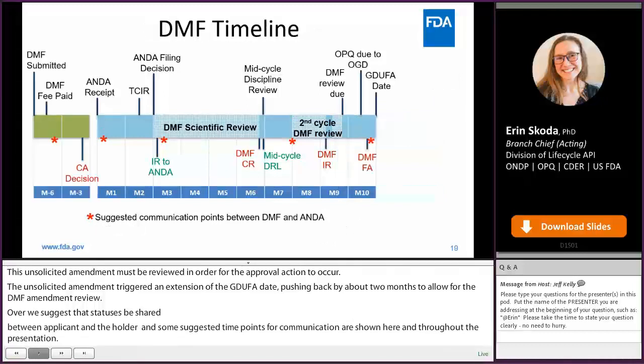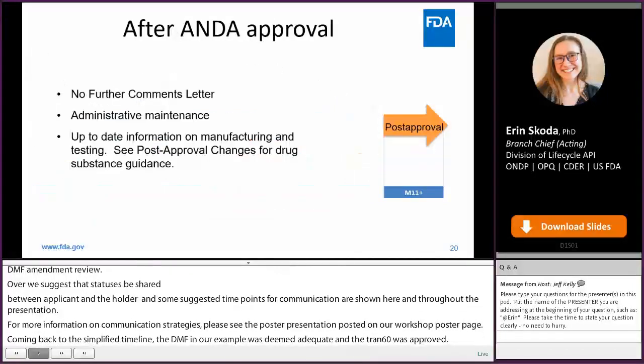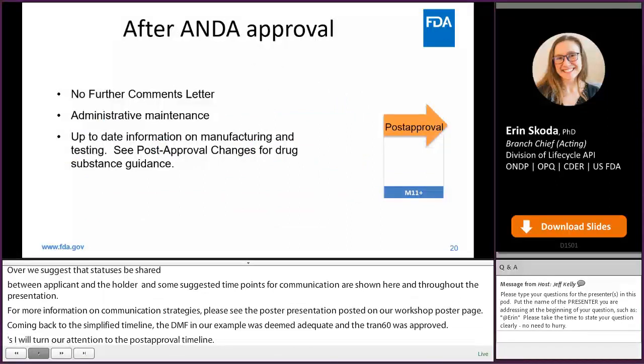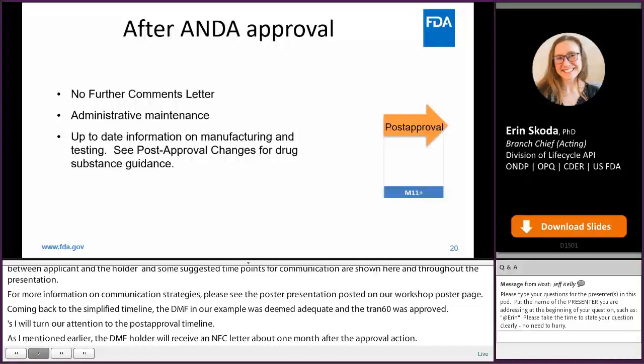Coming back to our simplified timeline, the DMF in our example was deemed adequate and the ANDA was approved. So we'll turn our attention to the post-approval timeline. As I mentioned earlier, a DMF holder will receive an NFC letter about a month after the approval action. At this point, it's important to continue to maintain your DMF. Annual reports and any administrative changes should be provided in order for your DMF to remain open.